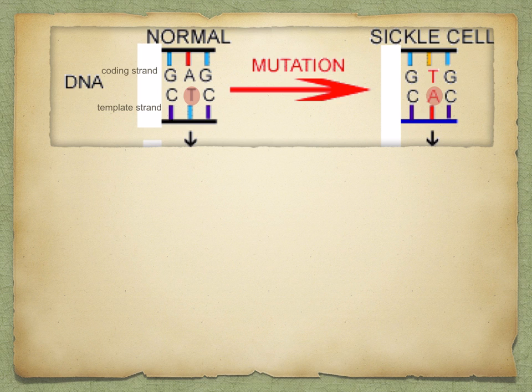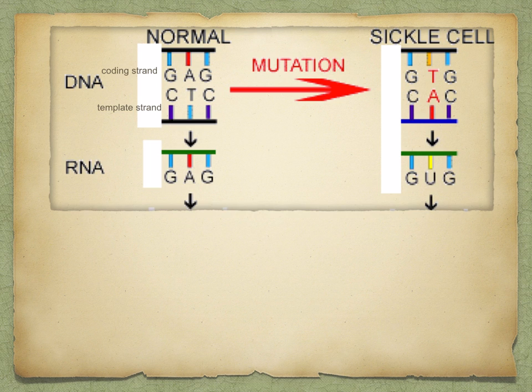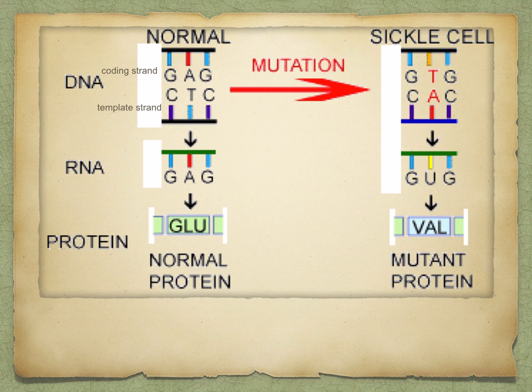I want you to quickly write out what the mRNA is going to be. The mRNA is going to be GUG instead of GAG. Now, if you've got that table of DNA triplets versus amino acids, have a look at what amino acid this codes for. You'll have valine coded for instead of glutamic acid.